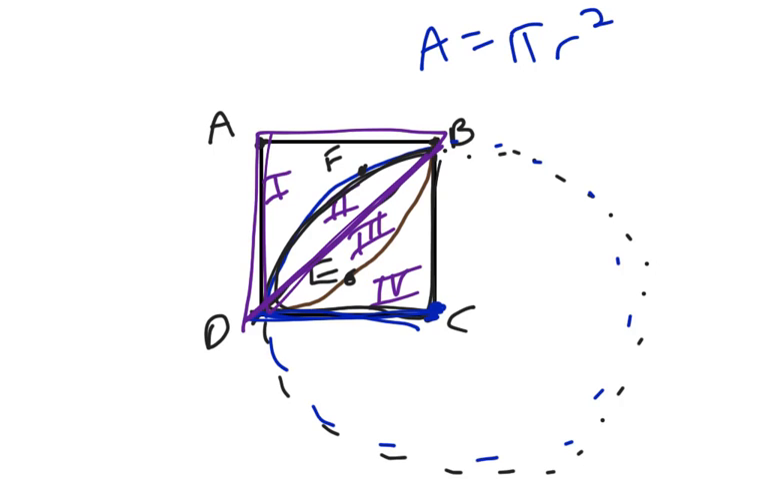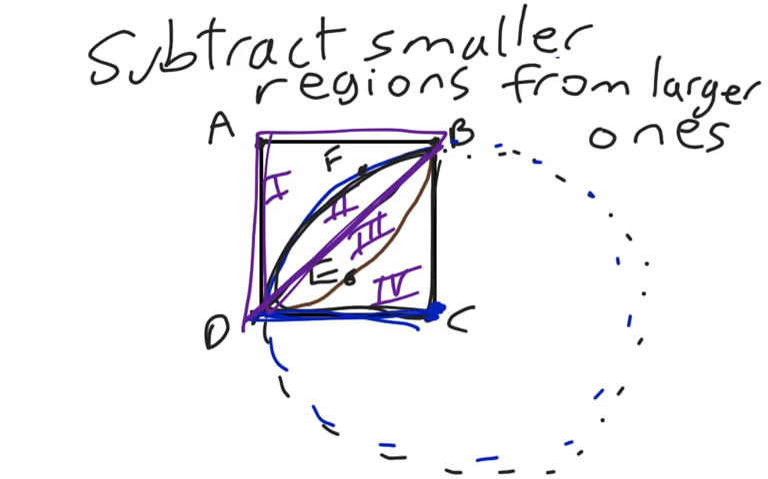Alright? And then finally we subtracted smaller regions from larger ones, and that was really the key in solving this problem. So if you know the larger region and you know a smaller region, then if you subtract them out, you can find the other region.